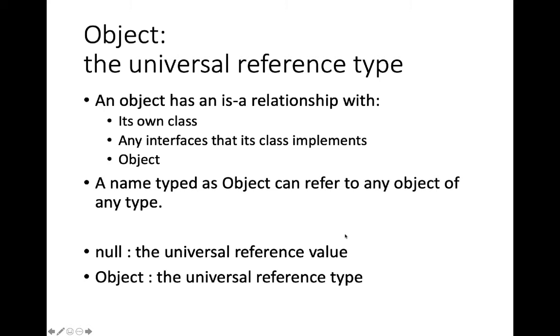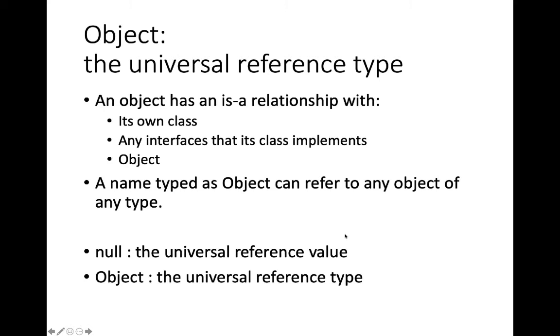Because every object has an is-a relationship with Object with a big O, when you need a reference that is going to point to an object, but you have no idea what kind of object it's going to point to, but you want to be able to point to any kind of object, that's the type you can use. If you use Object with a big O for that reference, then you can assign it to any object of any class, because every class has an is-a relationship to the type Object with a big O. Right?